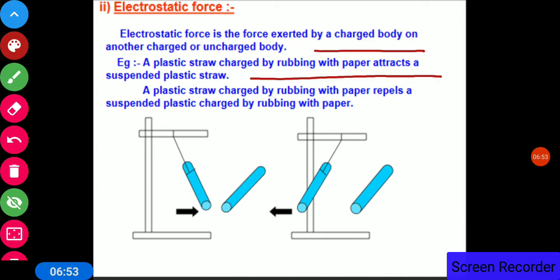If you put bits of paper on the table and take a comb, rub it on your hair, and bring the rubbed comb near the bits of paper, it will attract all the bits of paper and a chain of bits of paper will follow.